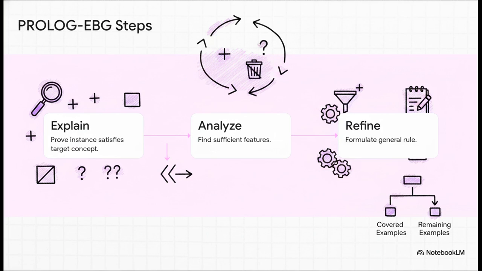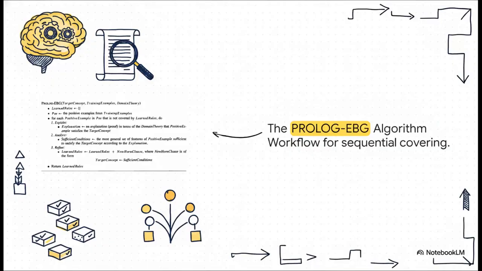It just keeps repeating this until all positive examples are fully covered. If you only remember one thing about this workflow for your exam, make sure it's this. Prolog EBG uses domain knowledge to derive logically justified general rules. It's not just hunting for statistical patterns. It stops only when absolutely no positive examples remain uncovered.